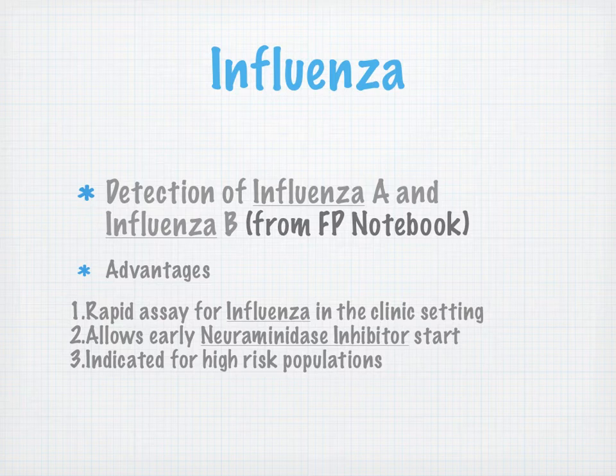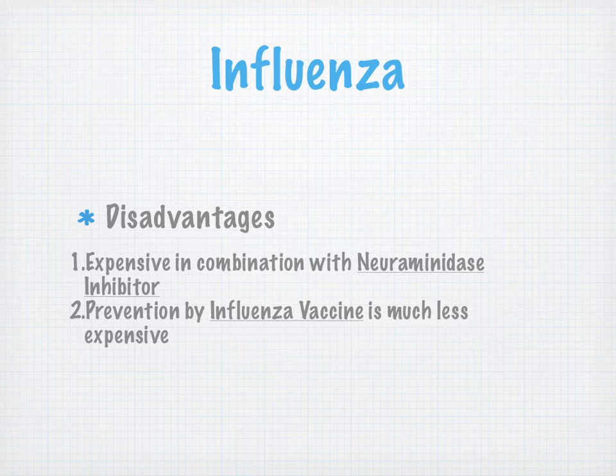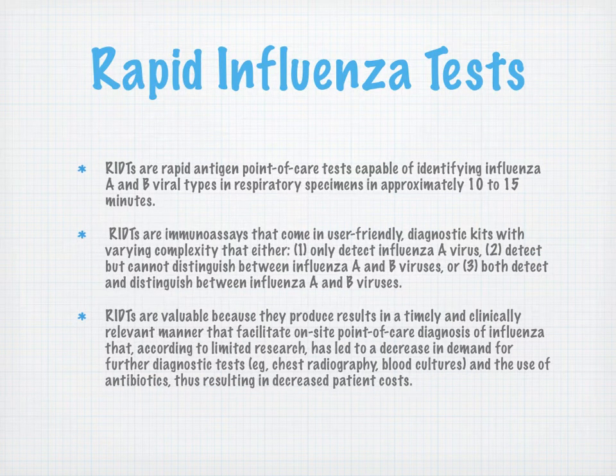And it's indicated for high-risk populations. So what are the disadvantages of the influenza culture, the rapid? It's expensive in combination with the neuraminidase inhibitors, and the prevention by influenza vaccine is much less expensive. And now let's talk about rapid influenza diagnostic tests.